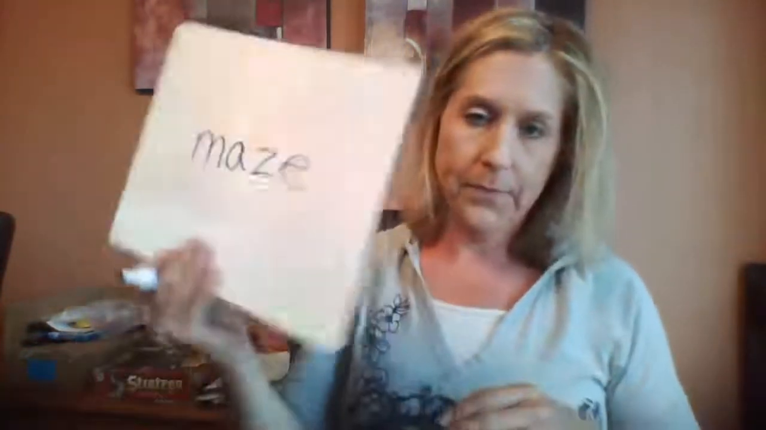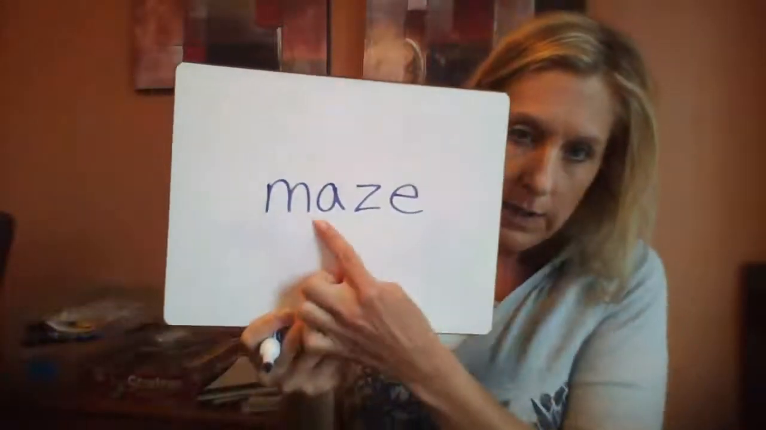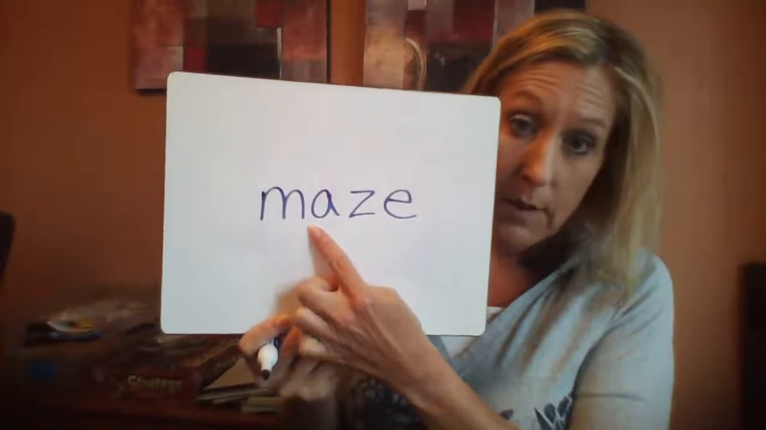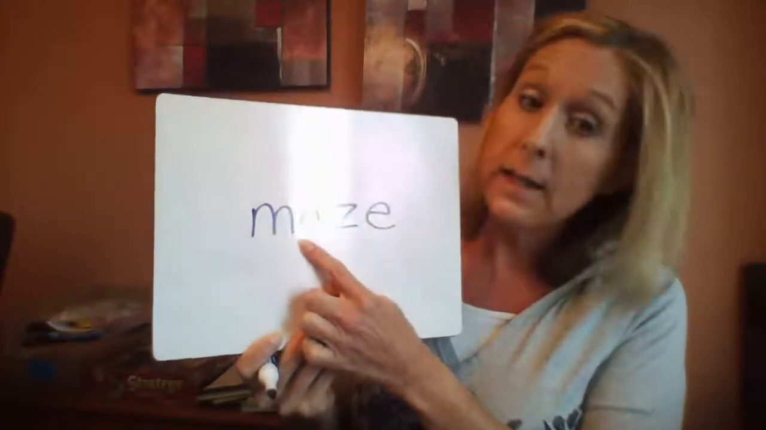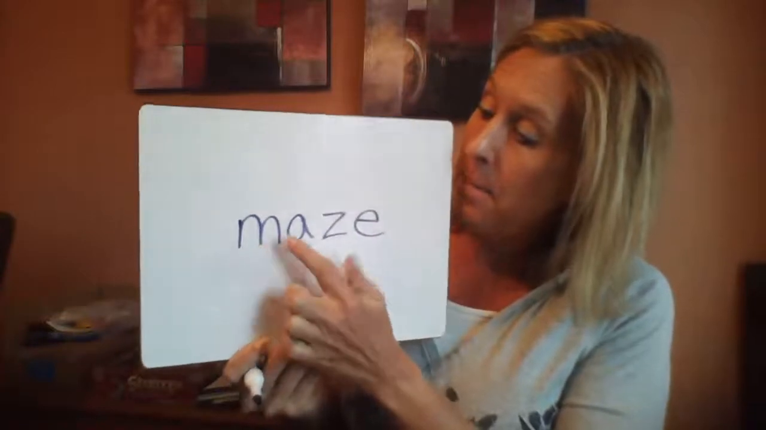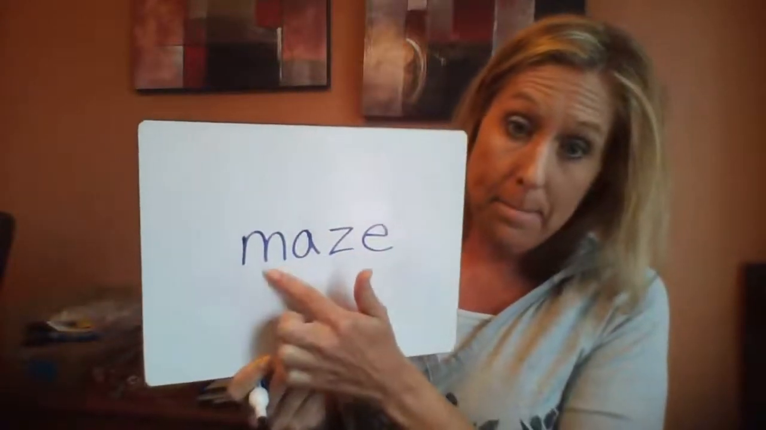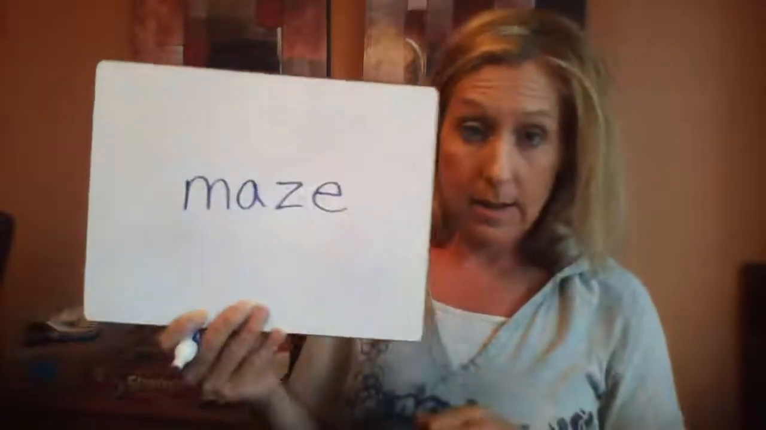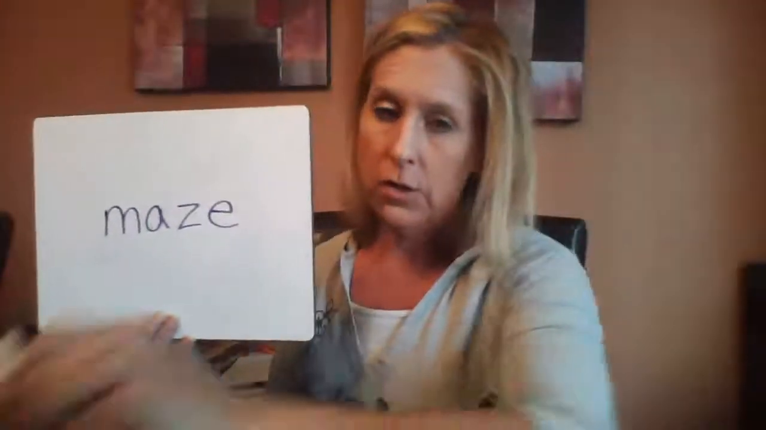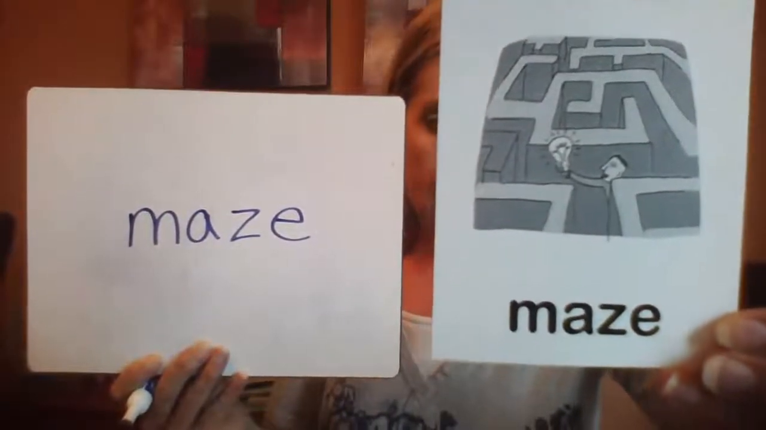Okay. What's this one? So we just instantly see that E, and we know that it's going to make the vowel say its name. The name of the vowel is A. So we're going to say "mayz." Which is what? Maze. A maze. I'll just go ahead and show you my little card that I'm going off of. A maze.